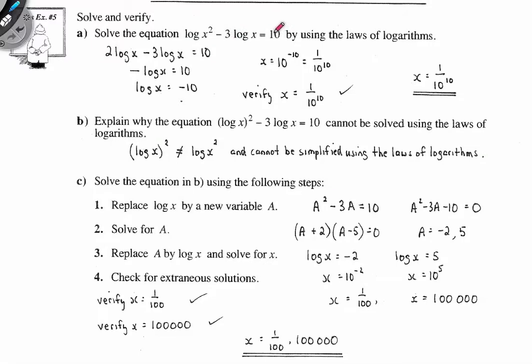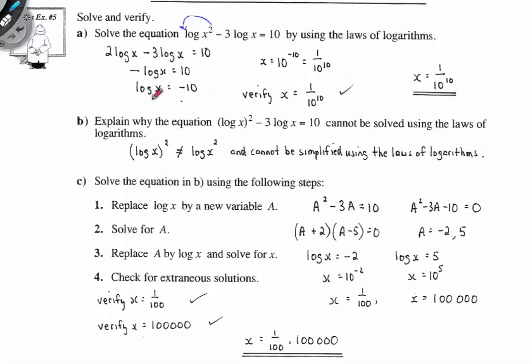What we can do here is, this almost looks like a quadratic, but notice this 2 here can come up and come in front, giving us 2 log x minus 3 log x equal to 10. So 2 minus 3 is just negative 1 log x equal to 10. Multiplying both sides by negative 1, we get log x equals negative 10.